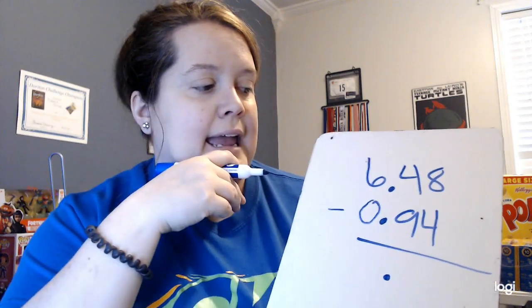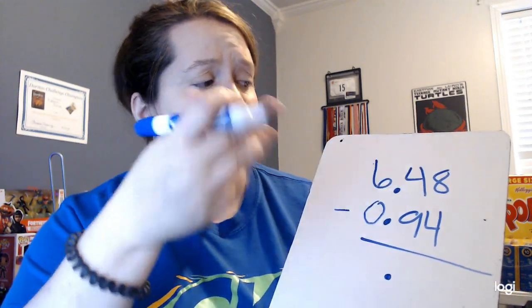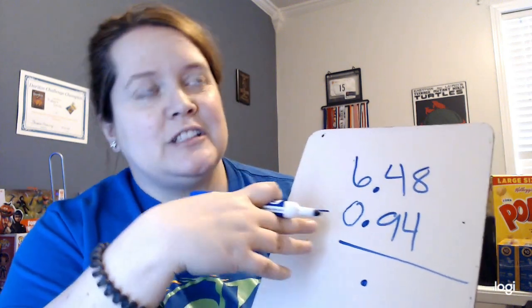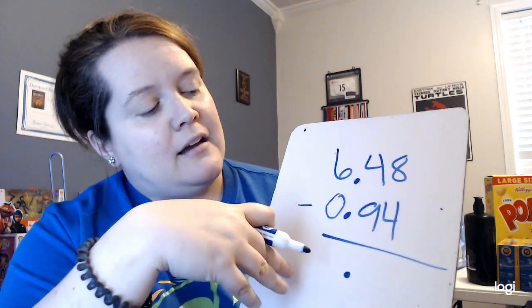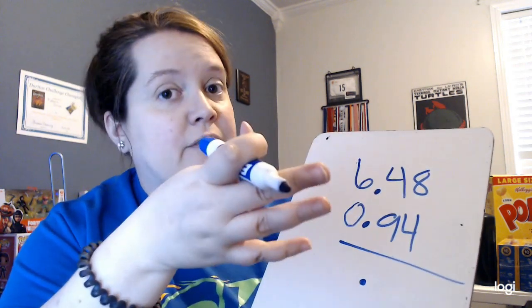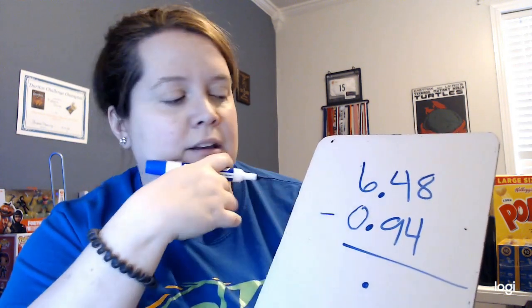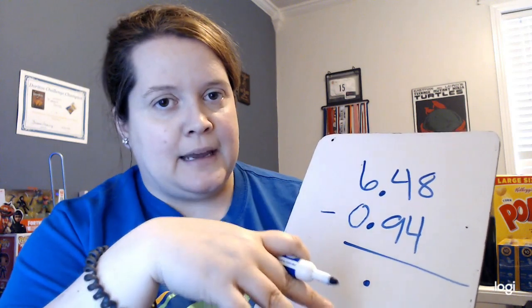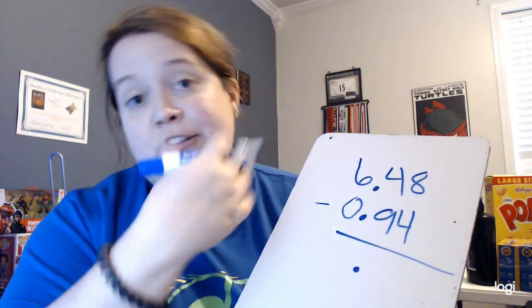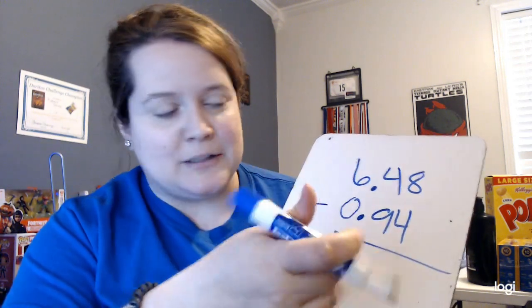Then if you wanted to round and say, hey, $6.48, that's close to $6. This is close to 1. My answer is going to be 6 minus 1 is 5. So my answer is going to be around 5 something. I always like to estimate. I think that's a great tool to use for our kids. So anyway, let's go ahead and subtract these.